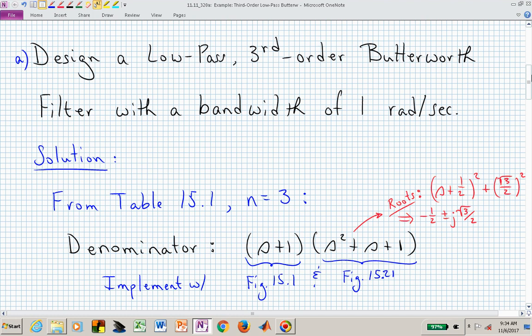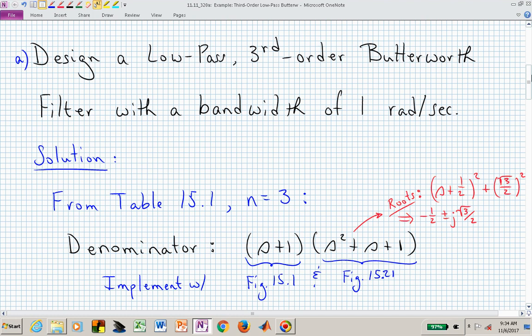This is the denominator then from table 15.1. It has the first order factor s+1, and we implement that using the op-amp circuit in figure 15.1, and we have this second order factor s squared plus s plus 1, and that's now a second order section which we've looked at before in terms of a realization, this op-amp circuit, and that's in figure 15.21.